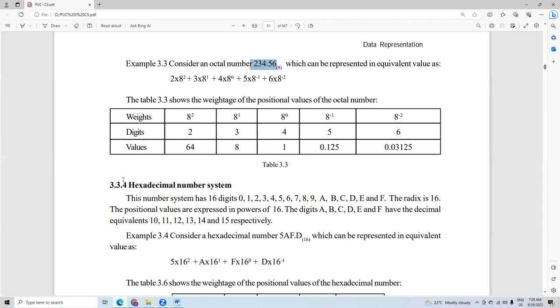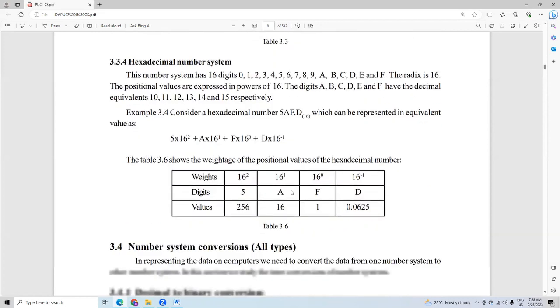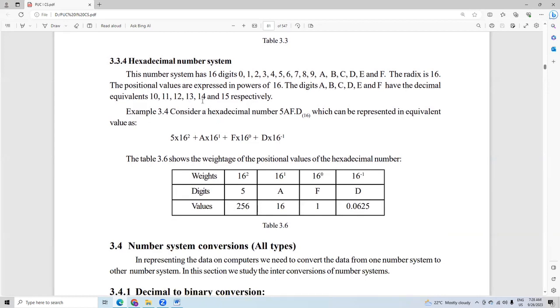So now here, the hexadecimal number system, right? In this, the number system has 16 digits. That means the base or radix of this number system is 16. But this number system is a little special compared to other numbering systems, because in this, the 16 digits are represented in a special way.